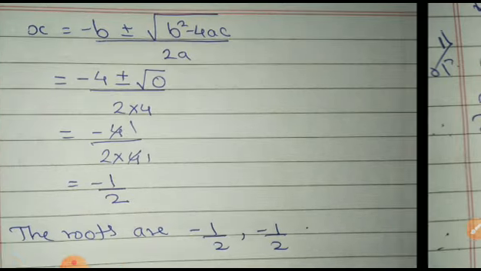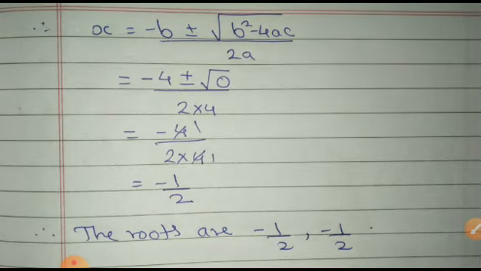Your x is always minus b plus or minus root of b square minus 4ac by 2a. Substitute the values. Your b square minus 4ac is 0, so that term won't be there, and you will get x as minus 1 by 2. That means you will have two equal roots, and the roots will be minus 1 by 2 and minus 1 by 2. Clear?